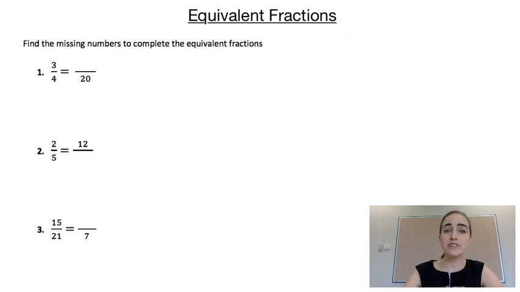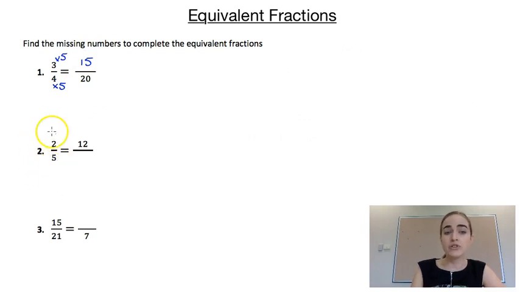So here we've got 3 fractions and we're asked to find the missing numbers to complete them so that they're equivalent. So our first one, we've got 3/4 and we want to write an equivalent fraction that has a denominator of 20. So we've changed this 4 into a 20. We need to think about what we'd have to multiply by to get there. So if you think about your times tables, 4 times 5 gives us 20. So if we've multiplied the denominator by 5, we have to multiply the top by 5 as well. So 3 times 5 is 15. So that means that 3 over 4 is equivalent to 15 over 20.